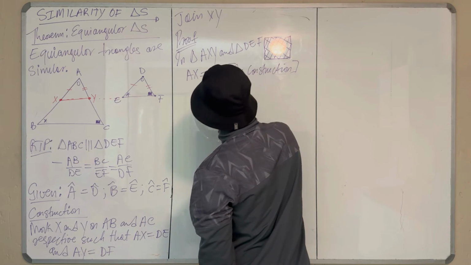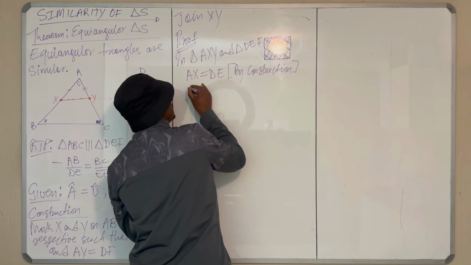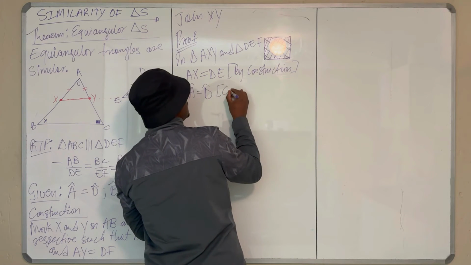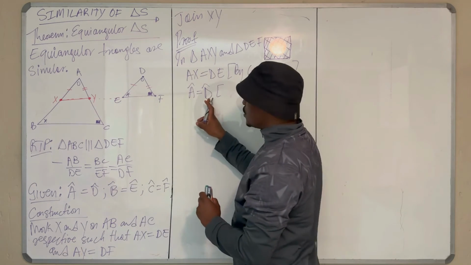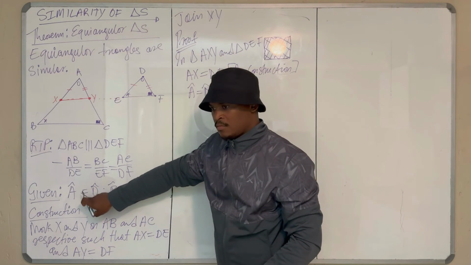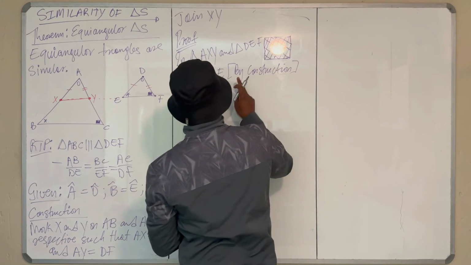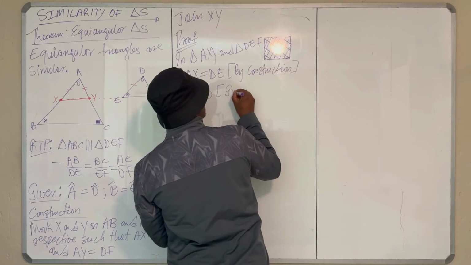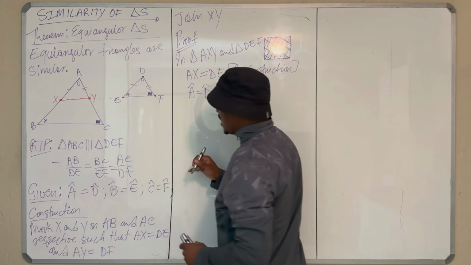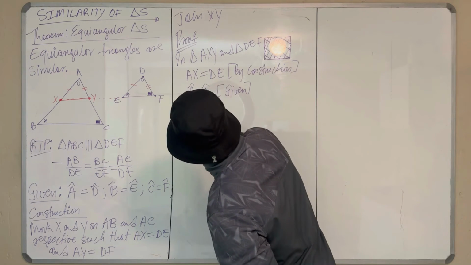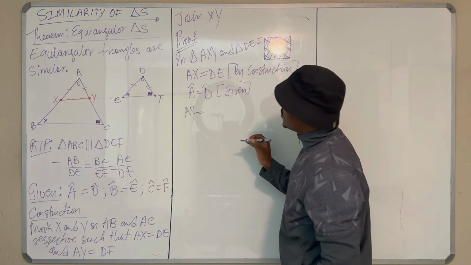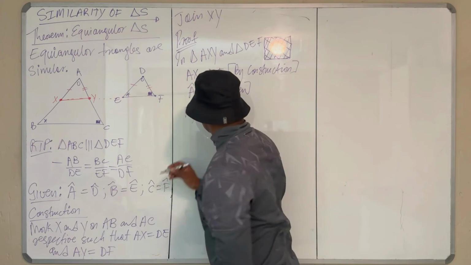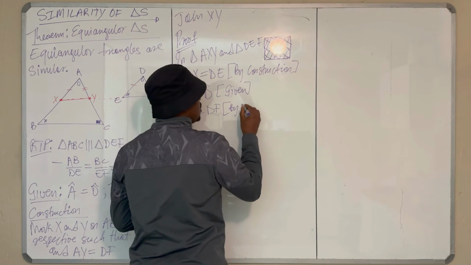Are you happy? Yes. I'm going to say now, angle A is equal to angle D. We're given, actually, angle A is equal to angle D. This was given information. And this one was part of the construction. Then we're going to say AY is equal to DF. What is the reason? It's a construction. So this is by construction.